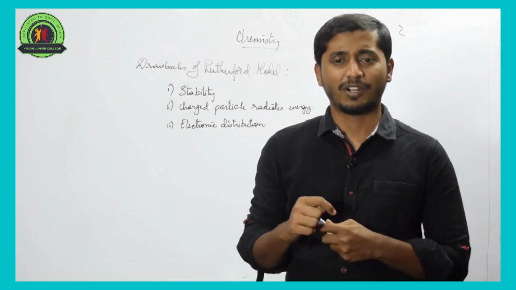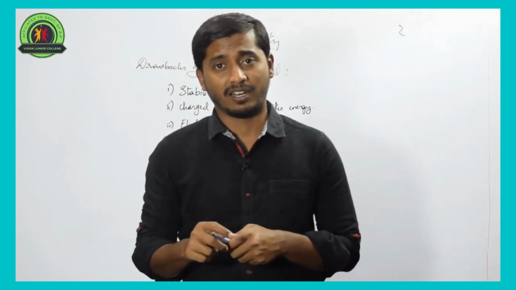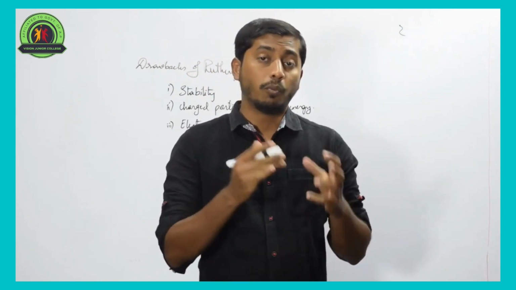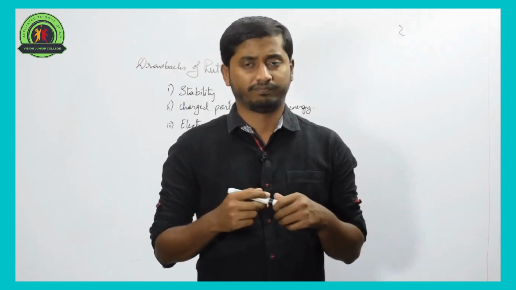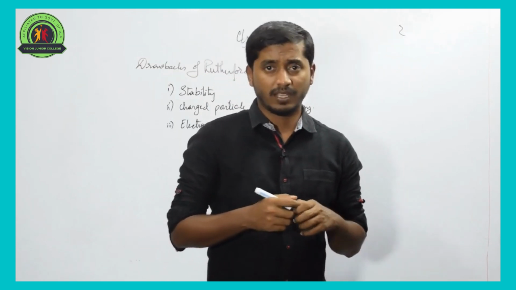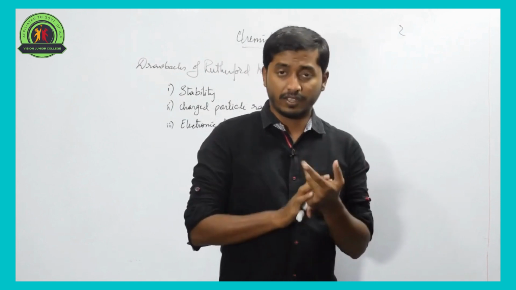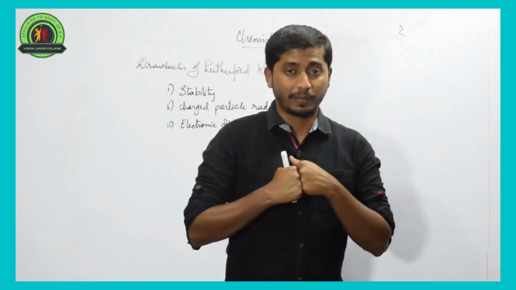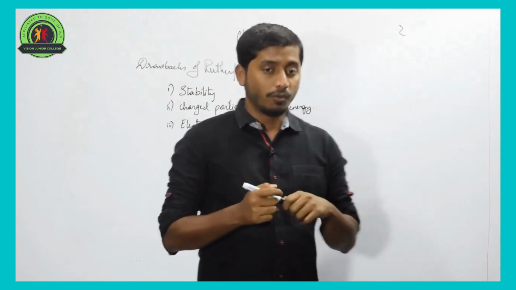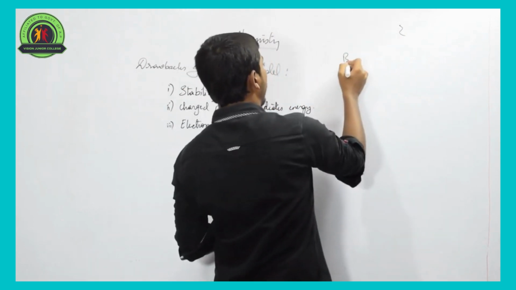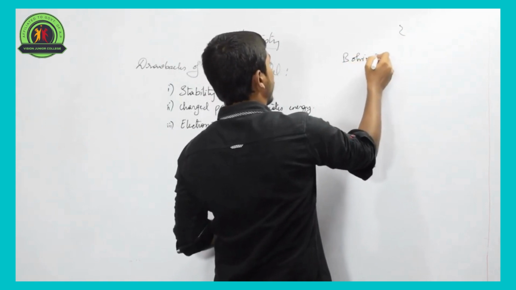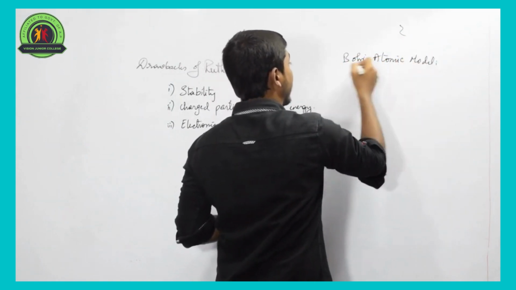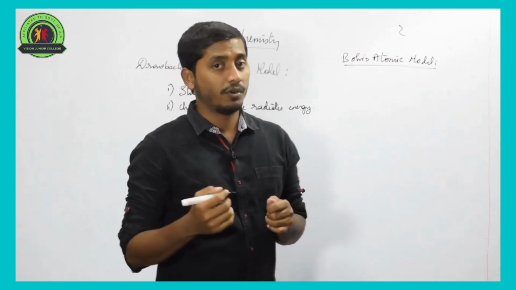What was Bohr's atomic model? From where did this Bohr's atomic model come? What are the basic things that made Bohr describe a new model? See here, till now we have seen Thomson, we have seen Rutherford, and we have seen the experiments of different subatomic particles. Then, what are the basics for Bohr's atomic model? Let us discuss that, then we will go to the postulates of Bohr's atomic model.